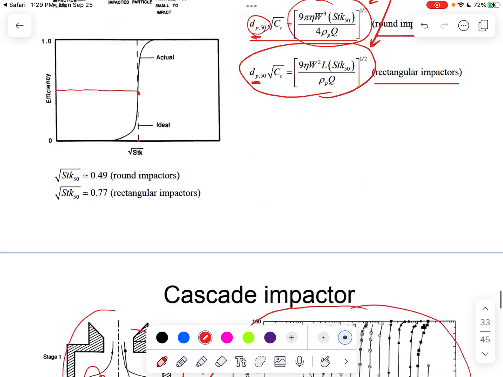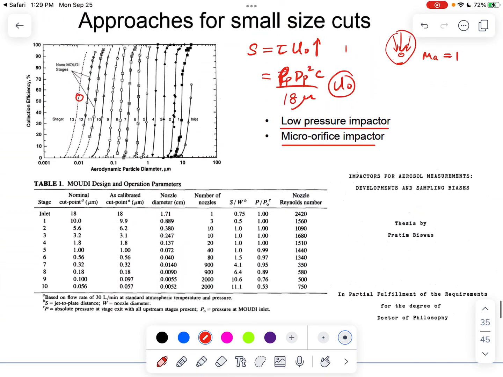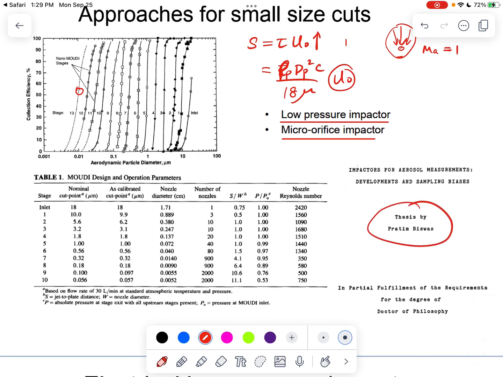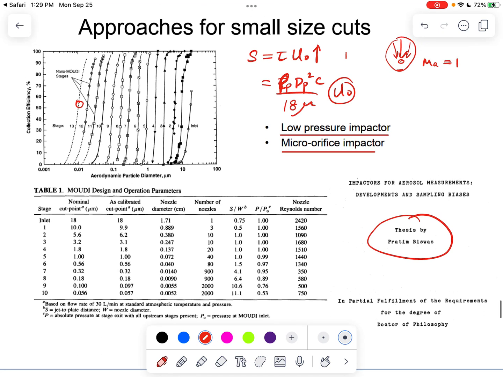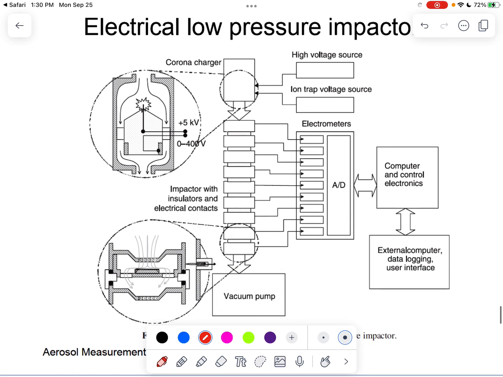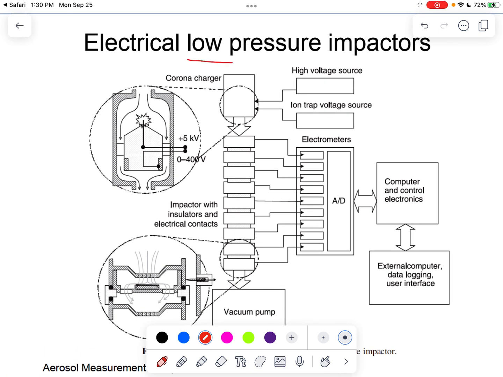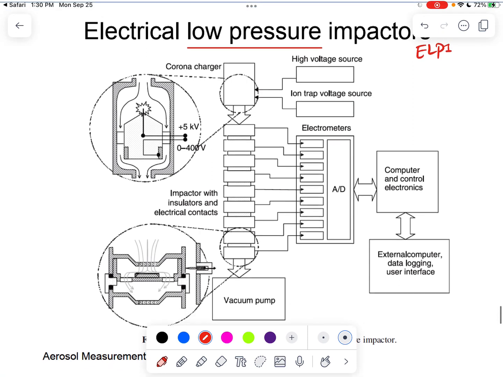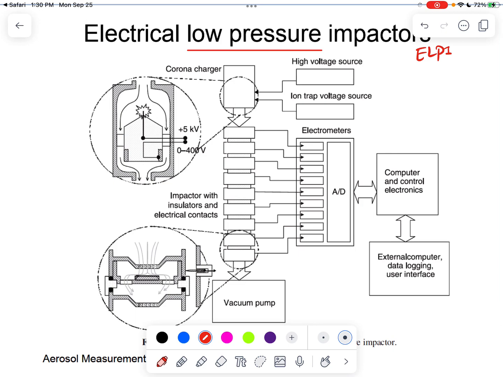For these calculations, they are going to be different compared to the calculation we show here. Specifically, I would recommend you follow Dr. Pratim Biswas's PhD thesis, which was his major topic. In his thesis, he specifically discussed the physics and the equations determining particle collection under these enhanced velocities. So we can create these cascade impactors with low pressures, and the specific instrument is called the electrical low pressure impactor, or the ELPI. This is also a commonly used instrument to monitor aerosol size distribution online.